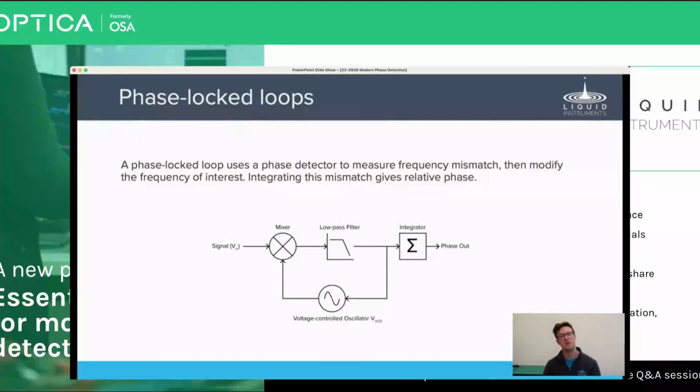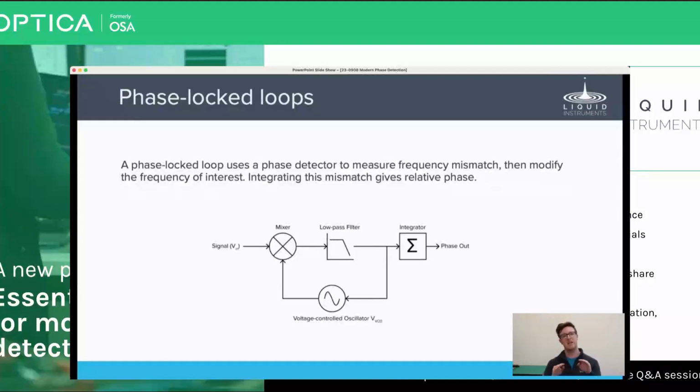The way that a phase lock loop can be used to measure phase is as follows. You have a signal of interest and you have a local oscillator, noted down the bottom there as a VCO, a voltage controlled oscillator, because that local oscillator can change frequency. What you do is you put those basically into a single phase lock-in amplifier. That mixer and low-pass filter combination is a single phase simple lock-in amplifier.